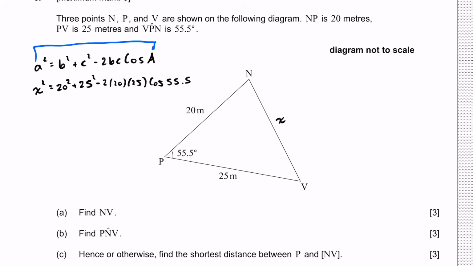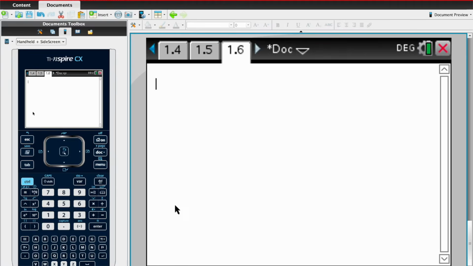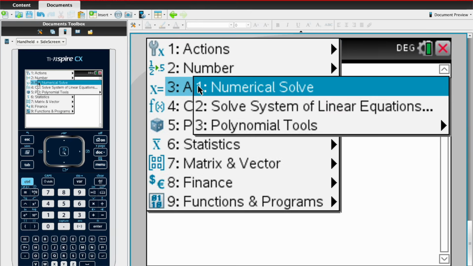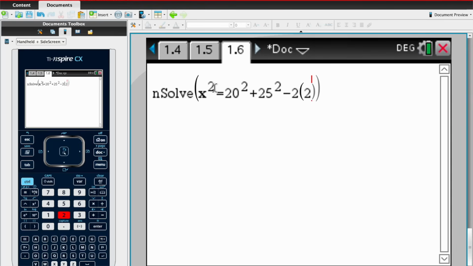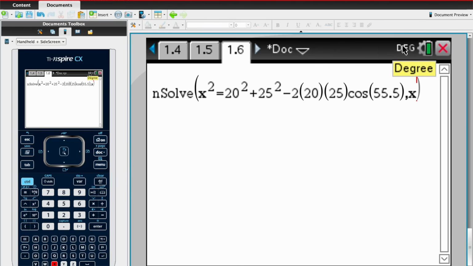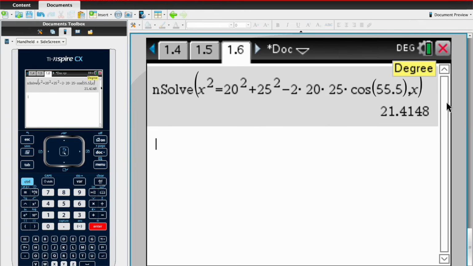Let's go into our calculator and we can actually solve this. So clear the screen. Menu, algebra, numerical solve. Let's use x. X squared equals 20 squared plus 25 squared minus 2 times 20 times 25. We'll multiply this by cos 55.5. Okay, that's the calculator to solve for x. Make sure you're in degrees, and I think we're good.